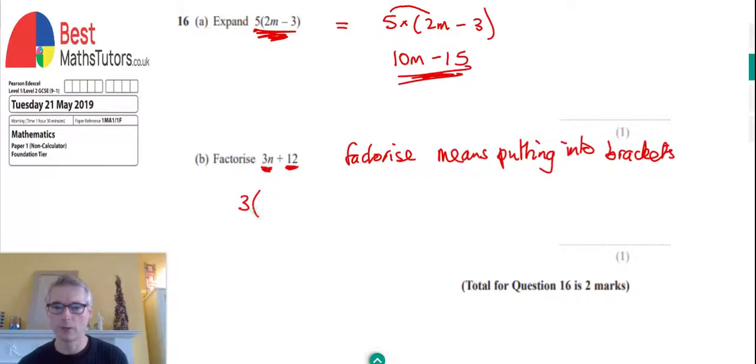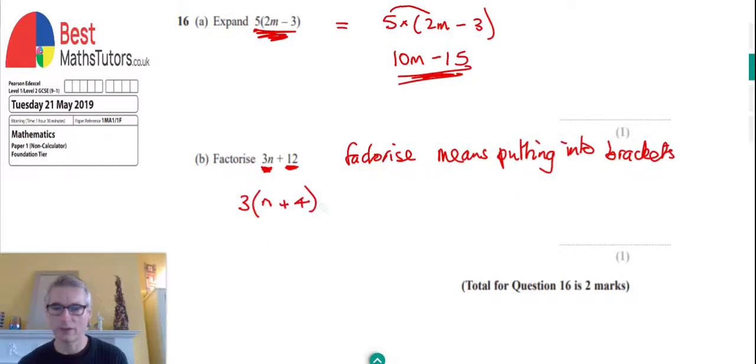We'd have to write an n there, first of all, because we have to times n by 3 to get back to the 3n. And then we'd have to say, what would we have to times 3 by to get to the 12? And the answer is 3 times 4 gives us 12. So that means there's a 4 there.